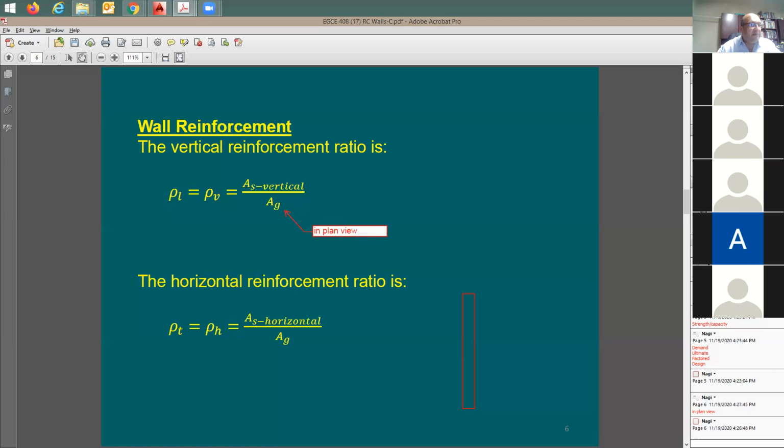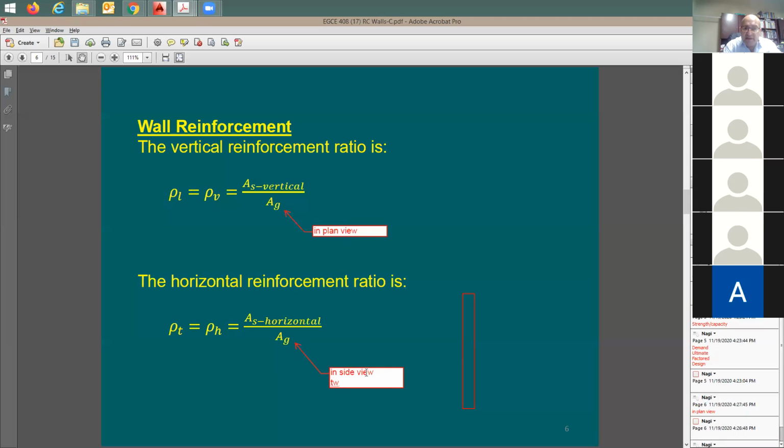And this A sub G, in this case, it is going to be what? I'm going to say not the elevation, it's going to be inside view of the wall, which means this is going to be equal to T of the wall. What is T sub W? Can anyone figure out what T sub W is? Thickness? Wall thickness, right? Multiplied by the wall height. I'm going to say H sub W, the height of the wall.